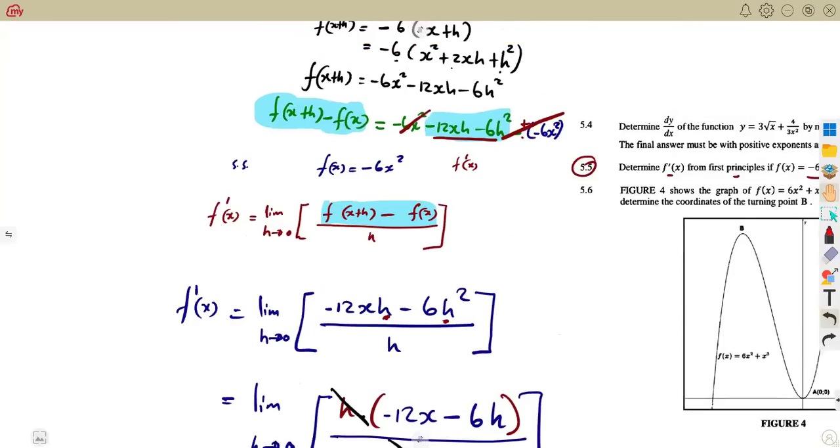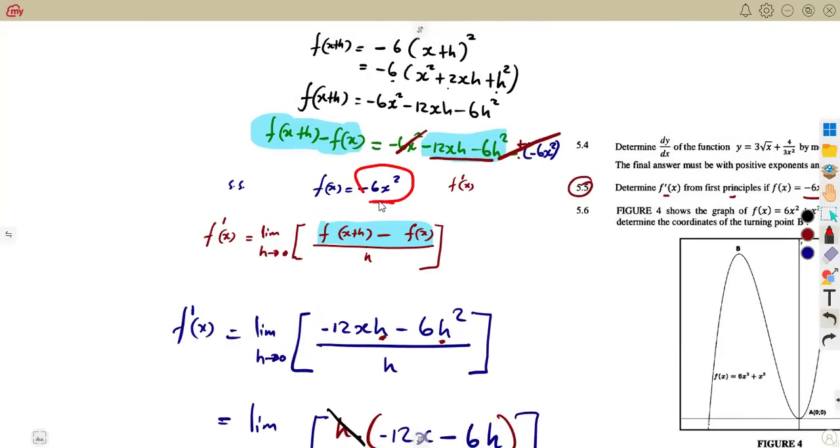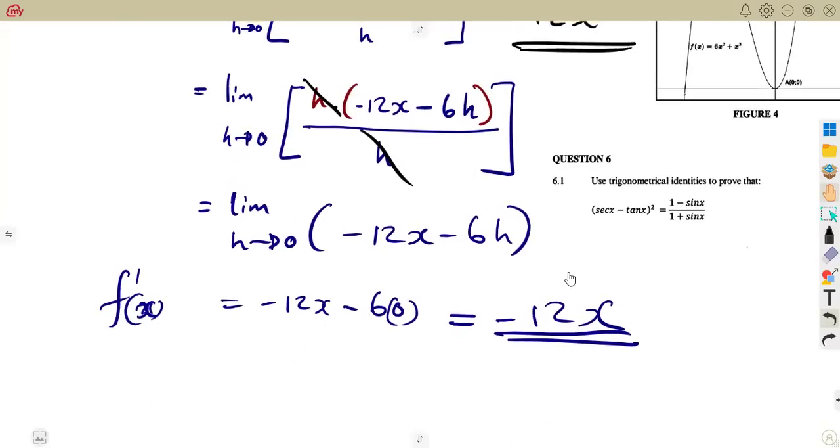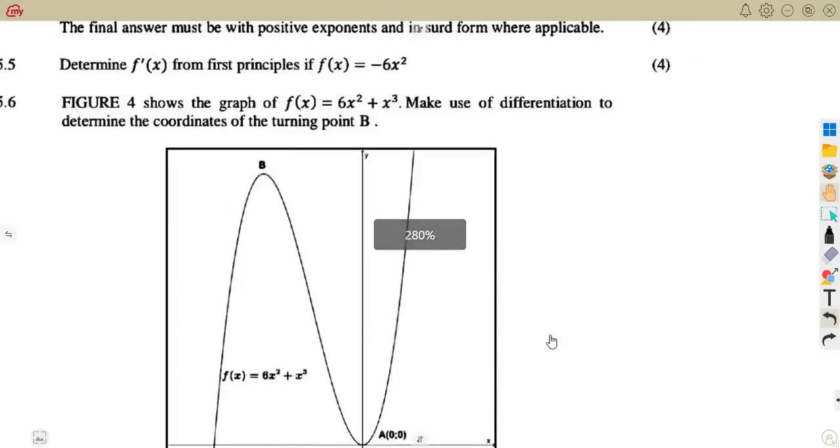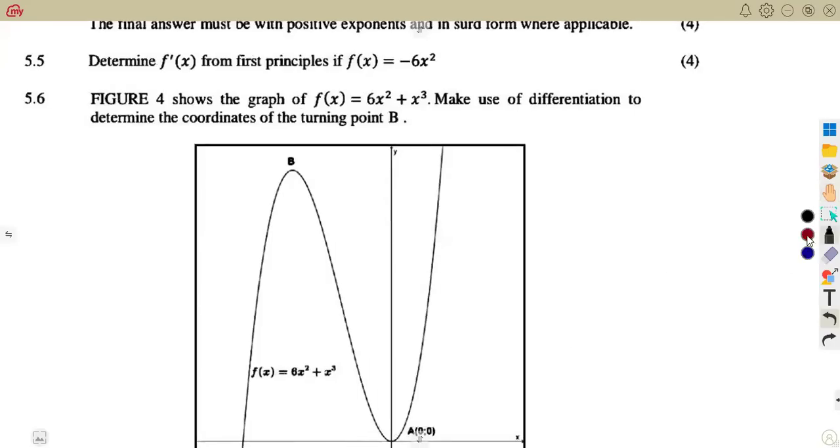Also, you can verify this. Remember from the formula, minus 6x squared. If you differentiate this, you drop the exponent, then you subtract 1. 2 times minus 6, that's minus 12. You subtract 1, so 2 minus 1 is 1. So that's minus 12x, exactly what we have. But they wanted you to use a certain method, first principles. So you must follow the instruction that you are given. So that was it, question 5.5, 4 marks.